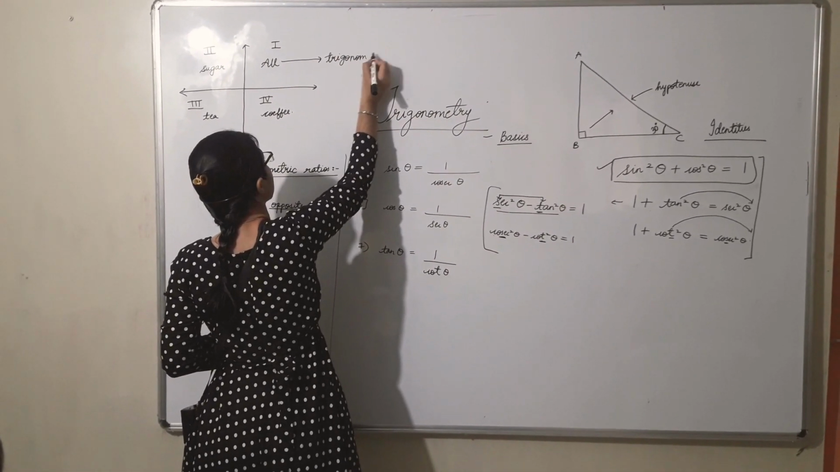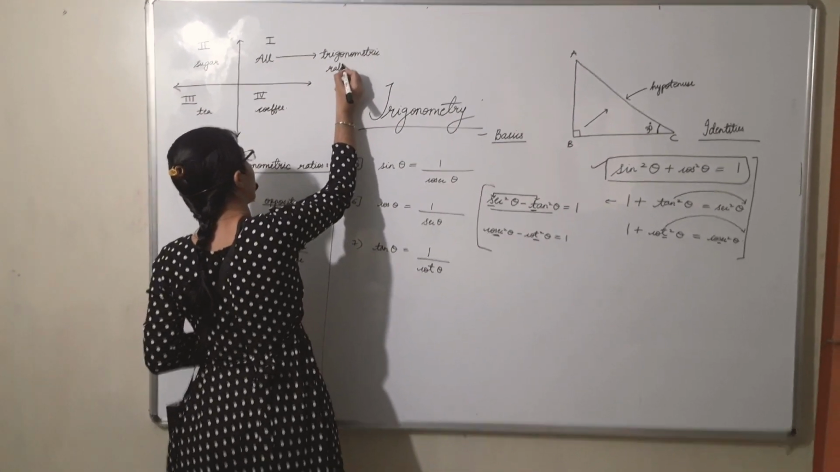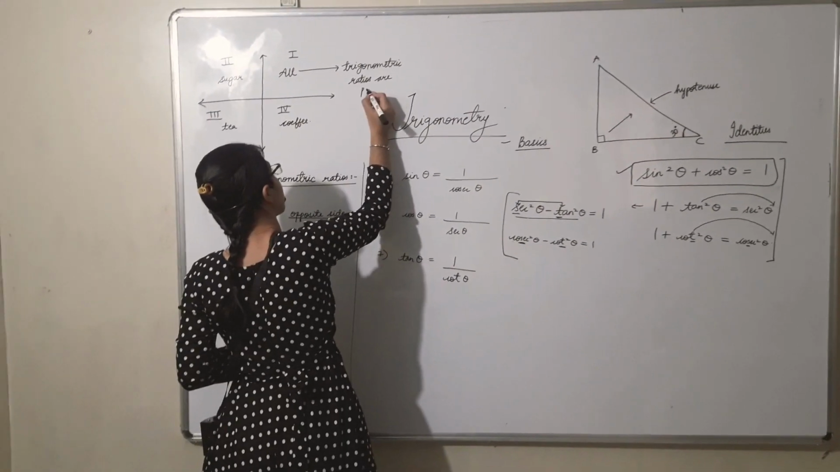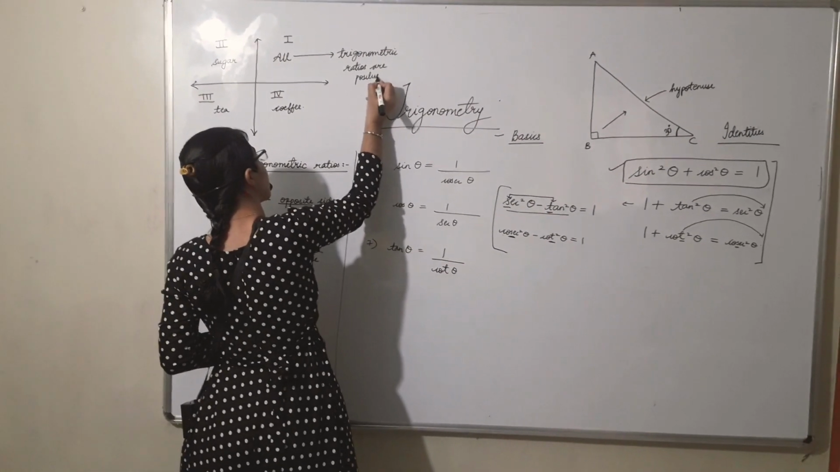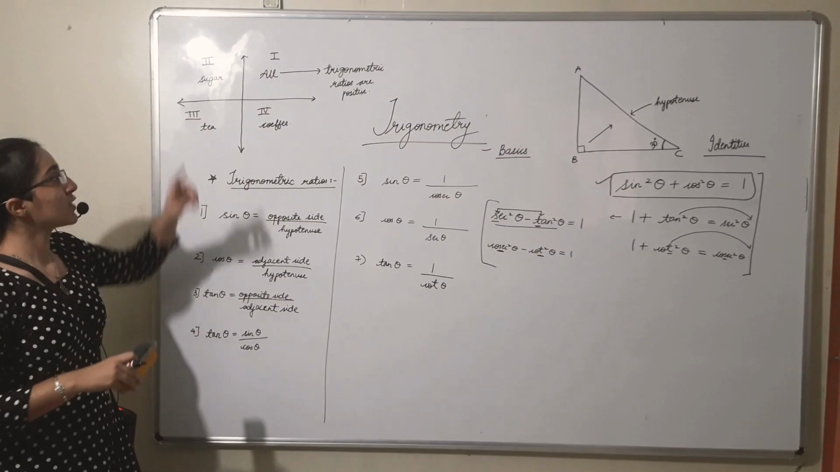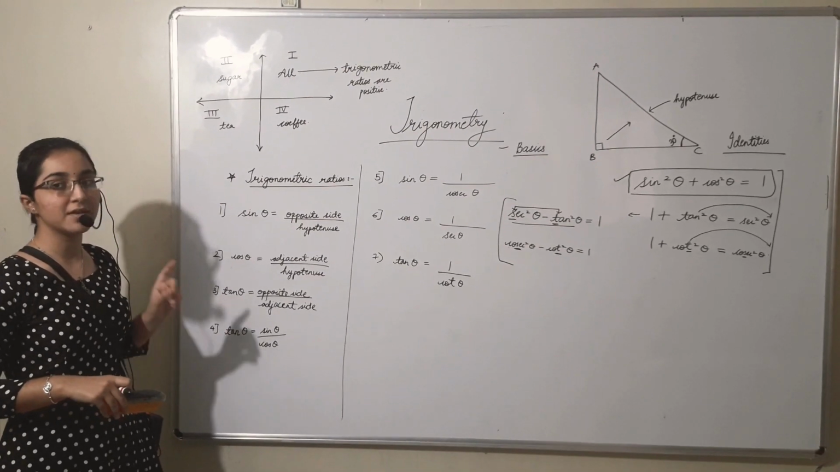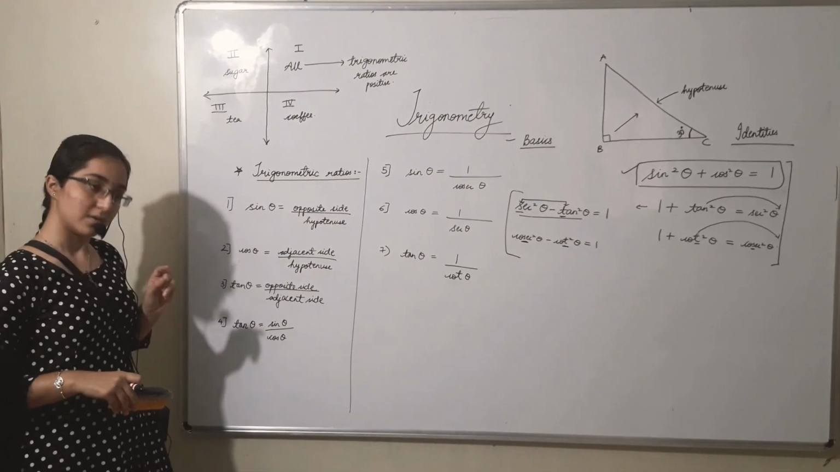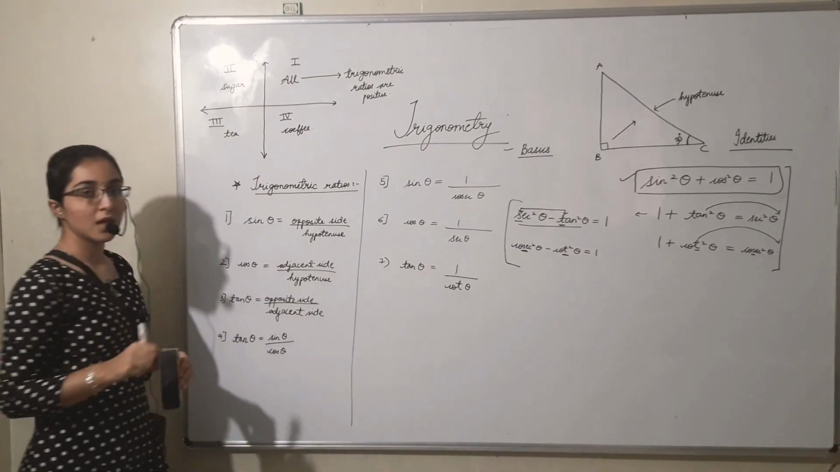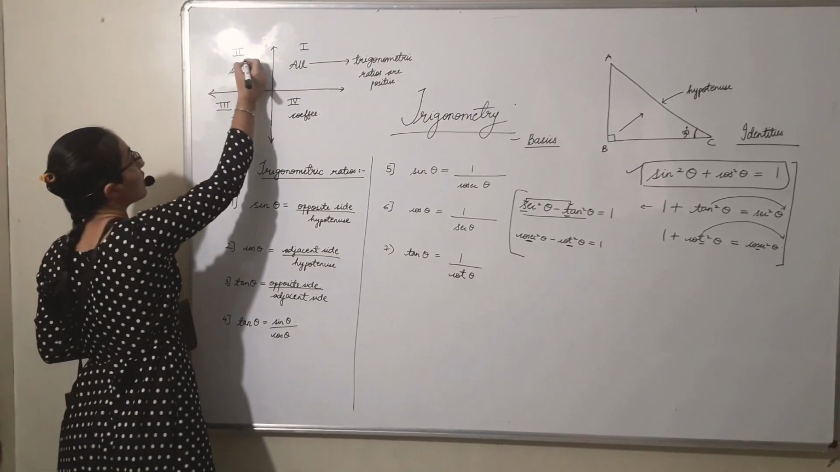Trigonometric ratios are what? Positive or negative? Positive. Yes. Loudly. Positive or negative? Positive. Yes, it is positive. So in the first quadrant, all the trigonometric ratios, tell me how many trigonometric ratios we have? Six. So all trigonometric ratios in the first quadrant will be positive.